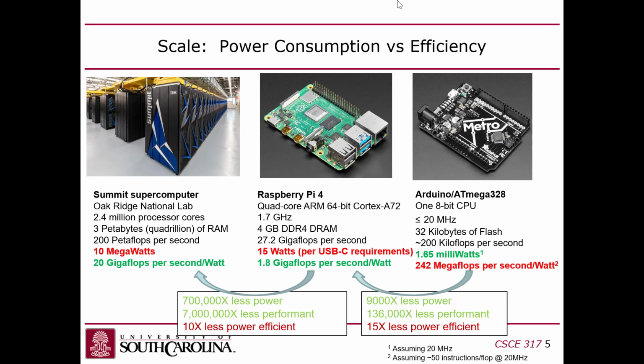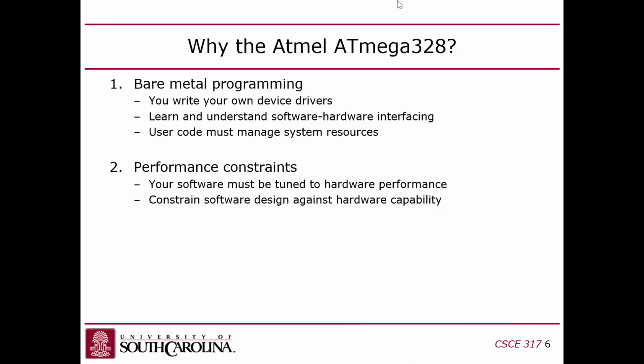But you don't really have a choice if you need something that's very lightweight. So why did we choose this Atmel ATmega 328 over the Raspberry Pi or any of the many other types of lightweight embedded systems? Well, basically it was to make the course more challenging for you to learn more. The ATmega doesn't have the benefit of Linux or any operating system. You can't run Linux on this processor.